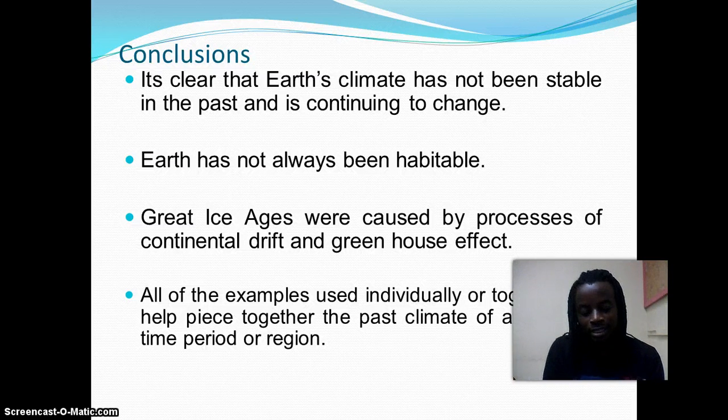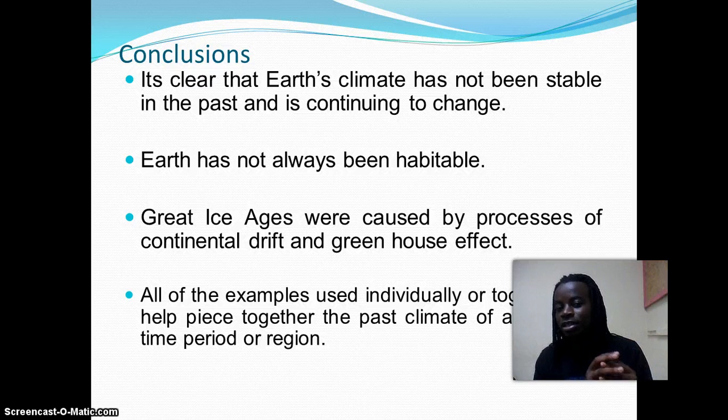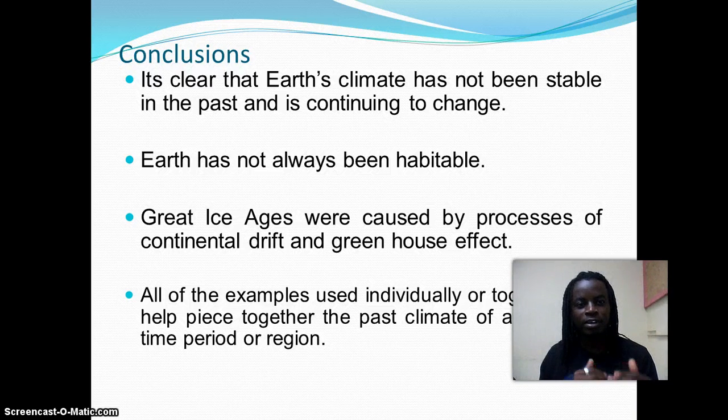We see that there's this evidence that we have found in the coral reefs, the isotopes, whereby we talked about the tree rings, and we know that Earth has not always been habitable. Why do we say that? Over the past million and billion years, we see records that Earth has been behaving constantly when it comes to temperatures, when it comes to greenhouse gases, not greenhouse gases in particular, but when it comes to the evidence that we have been studying over the past years. The great ice ages were caused by processes of continental drift and greenhouse effects.